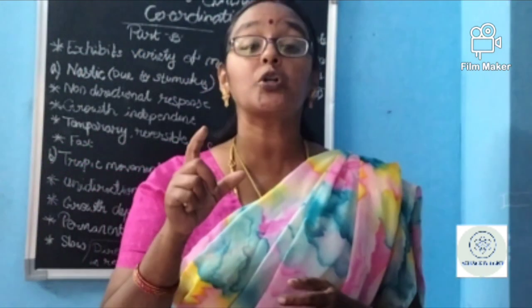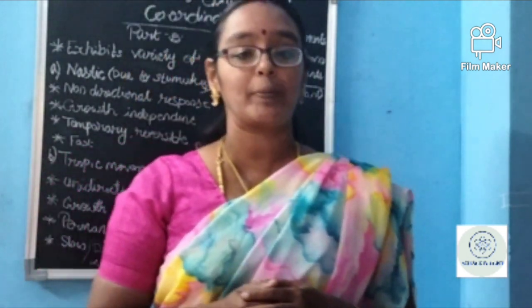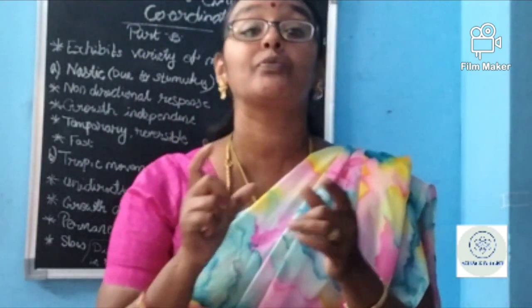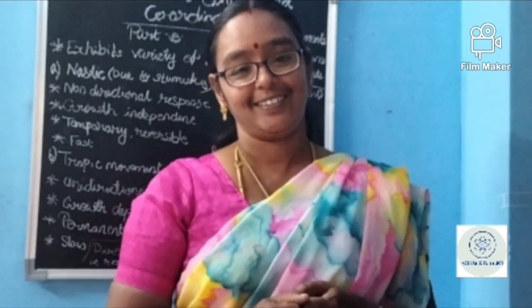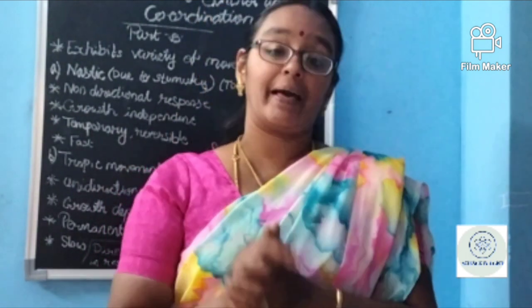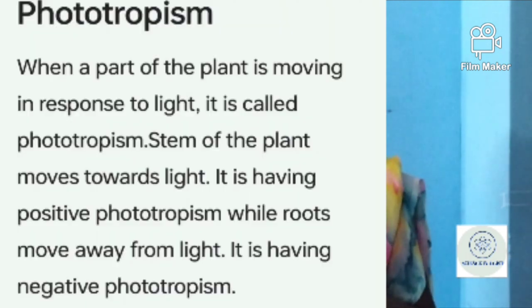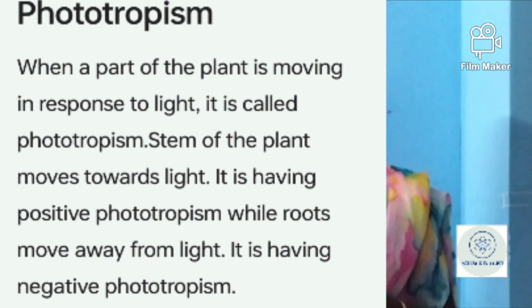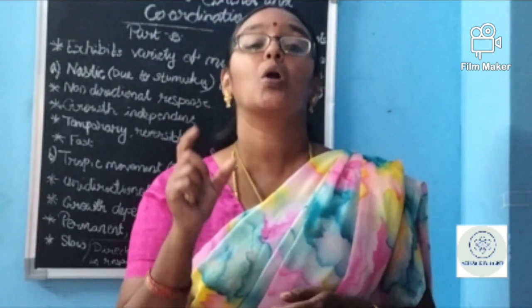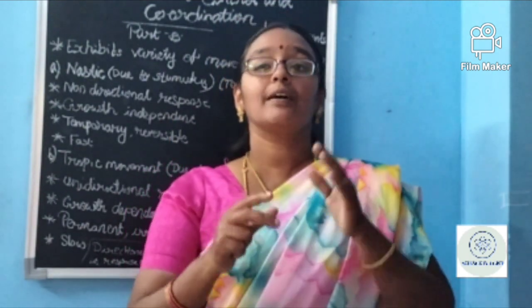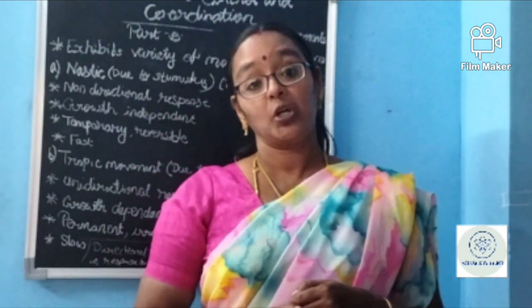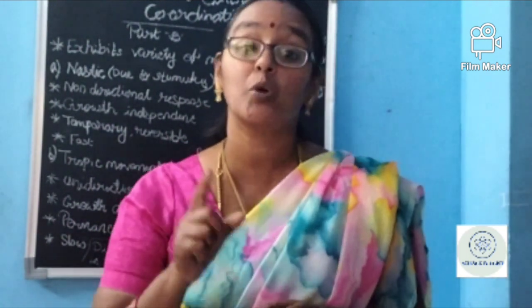First one is phototropism. What is this phototropism? Phototropism is something related to photo, meaning light. It is attracted to sunlight. That is, parts of a plant which are in the direction of sunlight, or which are moving in response to sunlight, are called what? It is called phototropism. Who is showing this phototropism? Is it the shoot system or the root system? The shoot system is the one which shows phototropism.